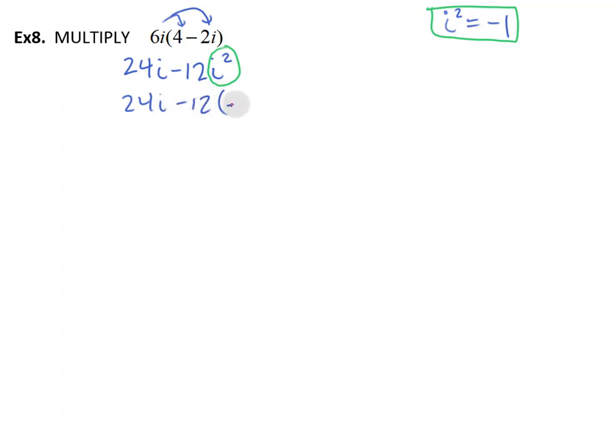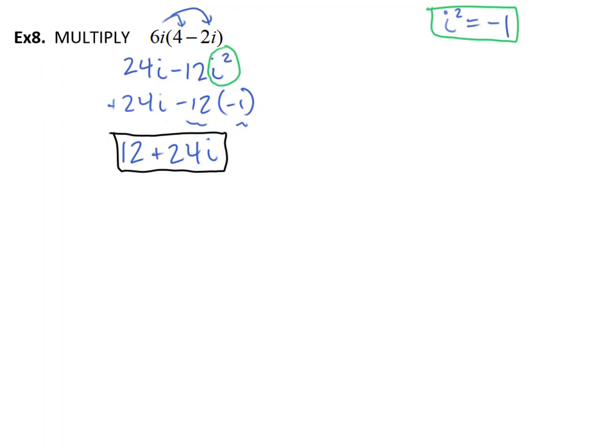So we can replace i squared with negative 1. And hey, check this out. Negative 12 times negative 1 is positive 12. That becomes the real part of our answer. And this positive 24i is the imaginary part, so it's tacked on with our i there. 12 plus 24i is the correct answer.